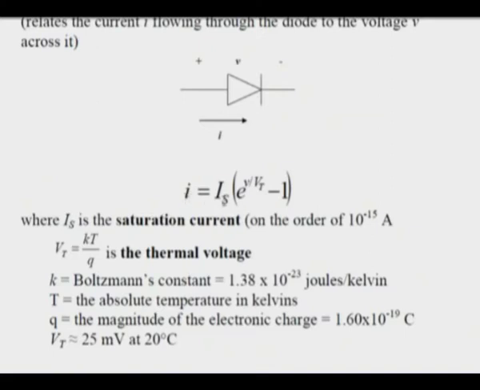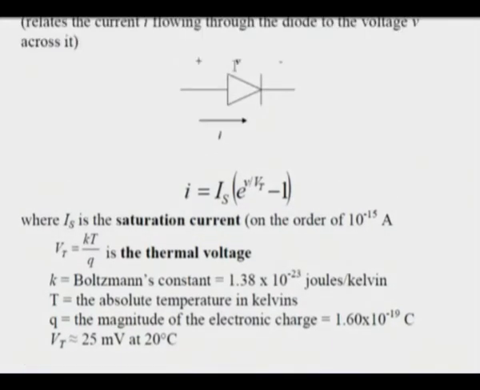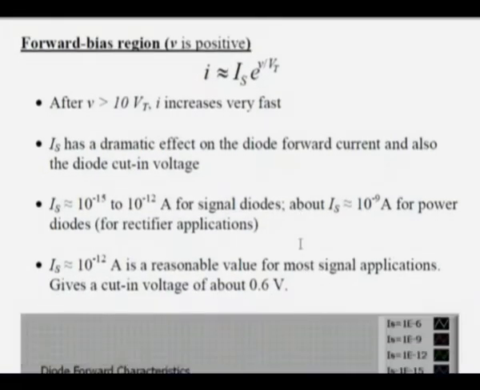For example, the diode current is related to IS. So the diode current I is equal to IS times e to the power V by Vt, minus 1, where IS is the saturation current, V is the voltage across the diode, I is the current flowing through it, and Vt is the thermal voltage given by kT by q. Now, what is the relative significance of these two terms? That is the most important thing. Let us look at the forward bias region. In the forward bias region, the first term is what is important.